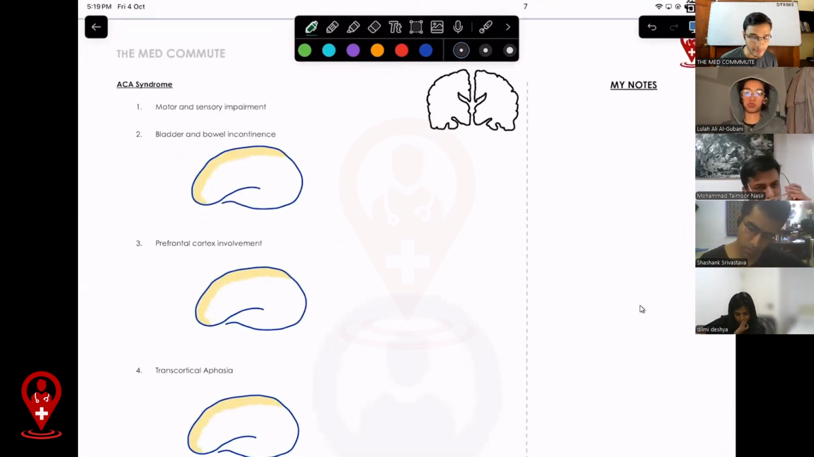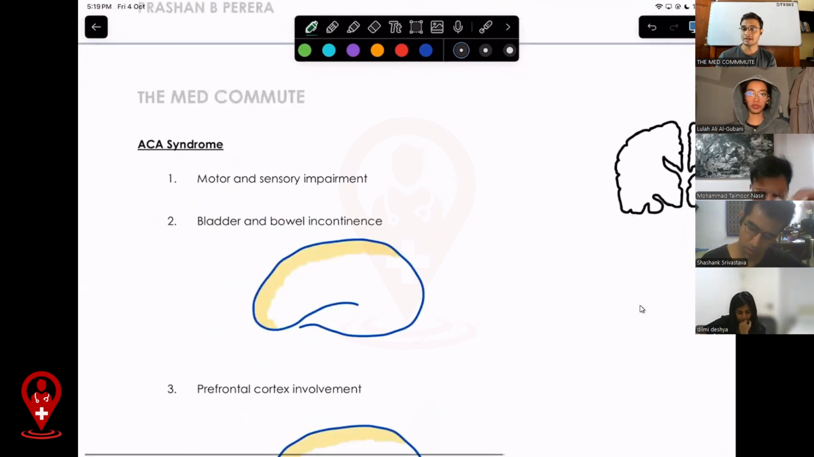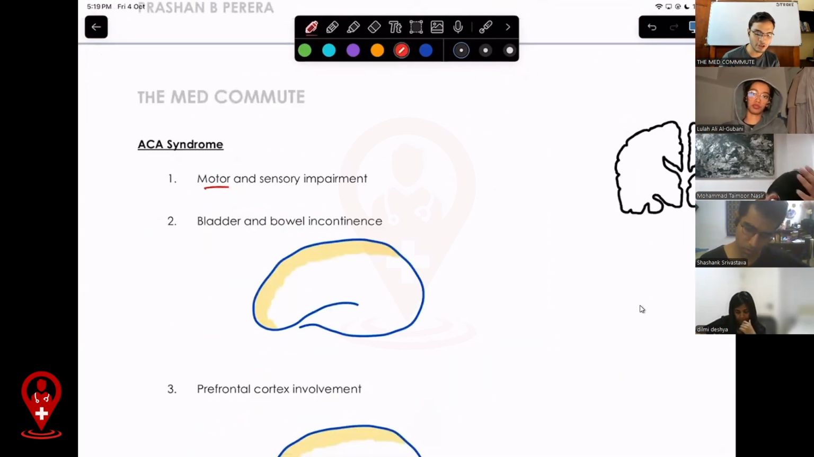Now, like the hemispheres that I have drawn here, ACA, if you all remember, supplies the medial region. I have highlighted that in yellow, right? The medial aspect. If you take the brain from the front, this entire midline. So again, just as we started off with the MCA syndrome, what are the motor and sensory impairments that we see? We have already discussed this. What are the motor and sensory impairments in ACA syndrome?